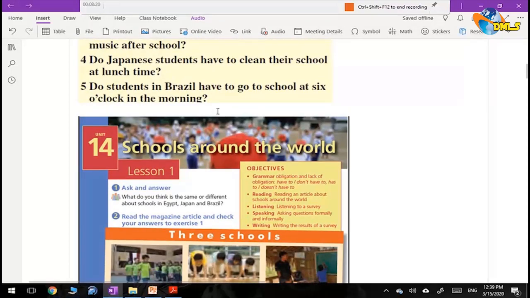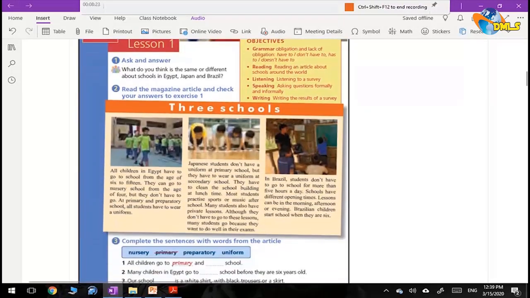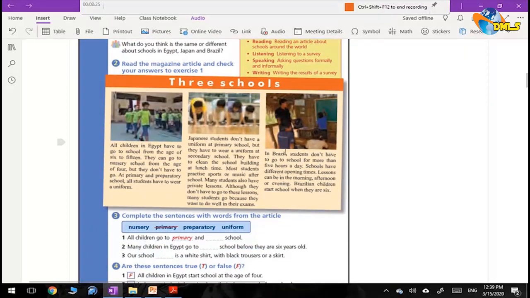Now, the last one: do students in Brazil have to go to school at 6 o'clock in the morning? We discussed that. And schools in Brazil, as you have read, have different opening times. Some could be in the morning, others in the afternoon, others in the evening.